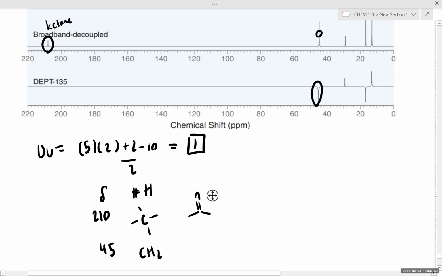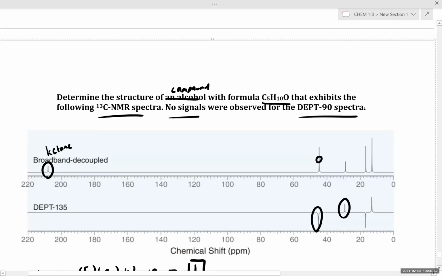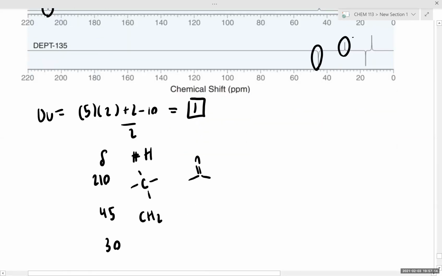Okay. What about at around 30? What does that tell us? We have a positive signal, and remember, the DEPT 90 gave no signals. So that tells us we have no CH groups. So what is this positive signal corresponding to then? A CH3. Yep, exactly right.